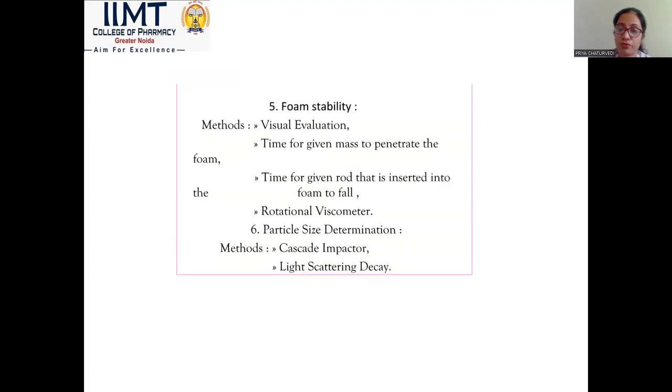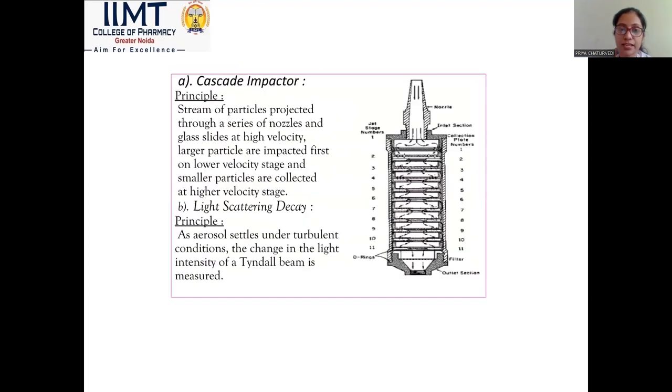Foam stability. Visual evaluation is done. The time for a given mass to penetrate the foam is measured. A rotational viscometer is sometimes also used. Particle size determination: a cascade impactor is sometimes used, or light scattering decay is used. Cascade impactor, what is this? The principle is that a stream of particles is projected through a series of nozzles and glass slides at high velocity. The larger particles are impacted first on the lower velocity stage, and the smaller particles are collected at the higher velocity stage.